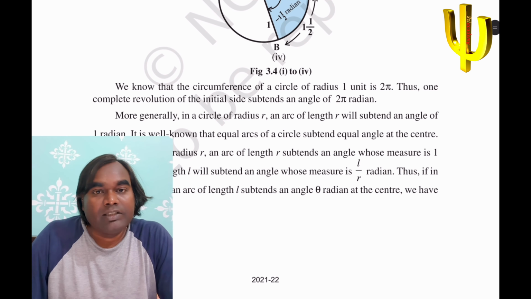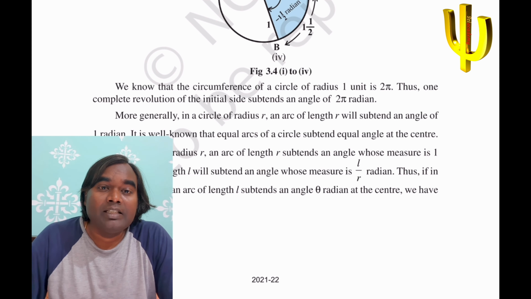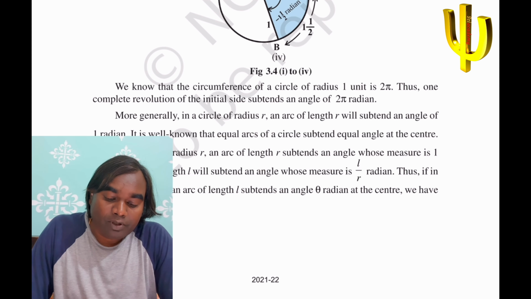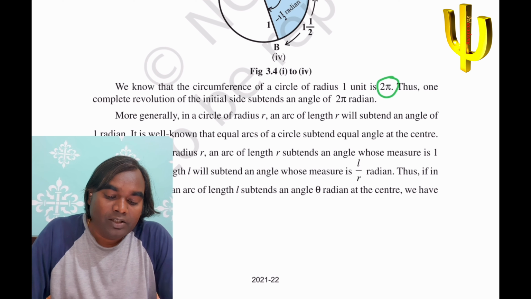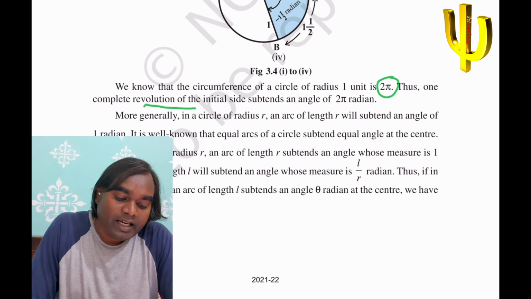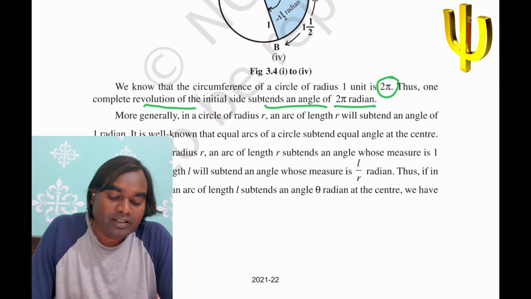We know that the circumference of a circle of radius 1 unit is 2 pi, because if the radius of a circle is r, then the circumference is 2 pi r. When r becomes 1 unit, the circumference will obviously be equal to 2 pi. So a complete revolution of the initial side subtends an angle of 2 pi radian.